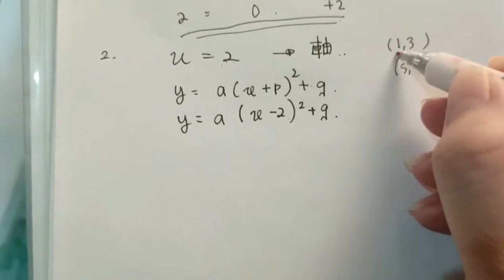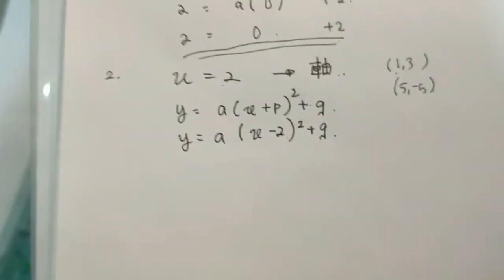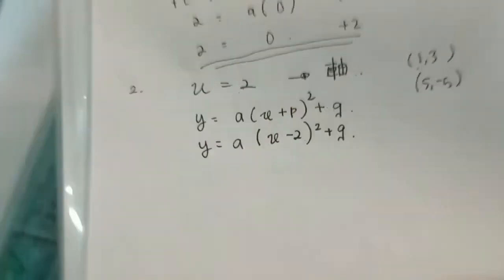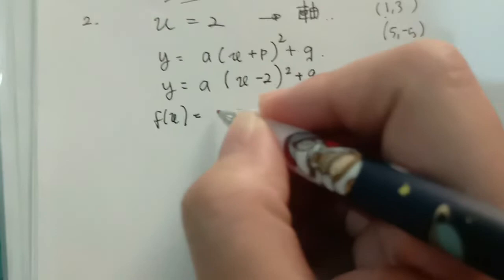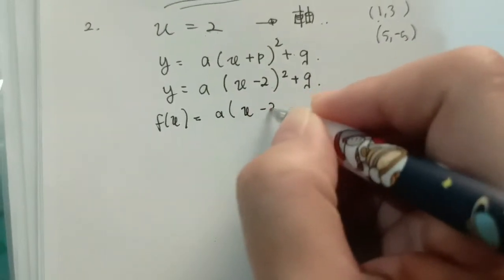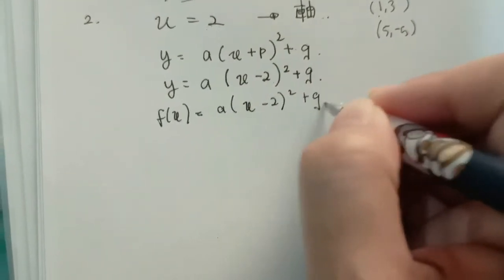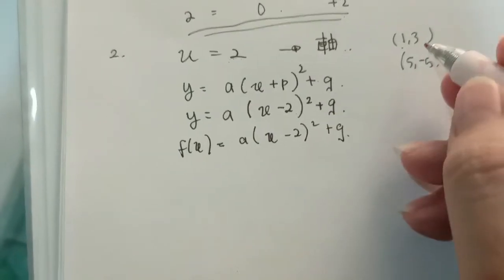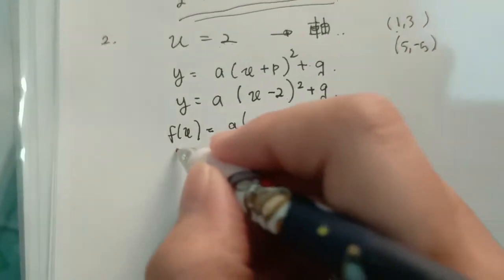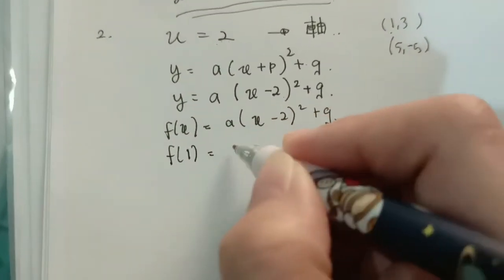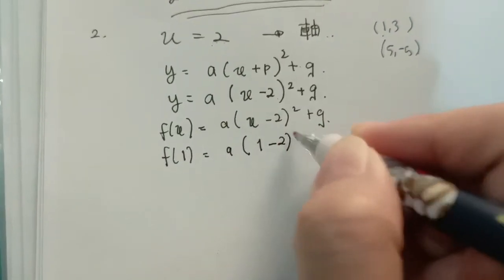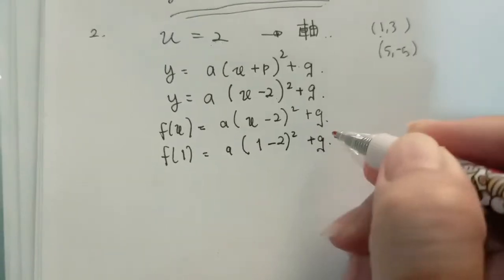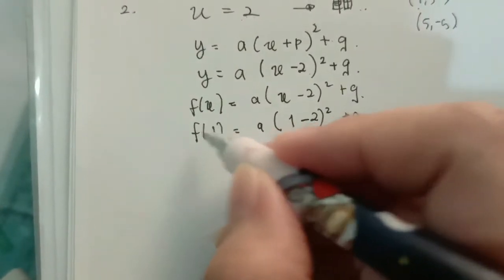We are using this one first, 1.3. If we are using the first one, 1.3, f(x) = a(x − 2)² + q. Using 1.3 over here, f(1) = a(1 − 2)² + q. Okay. What is the result?